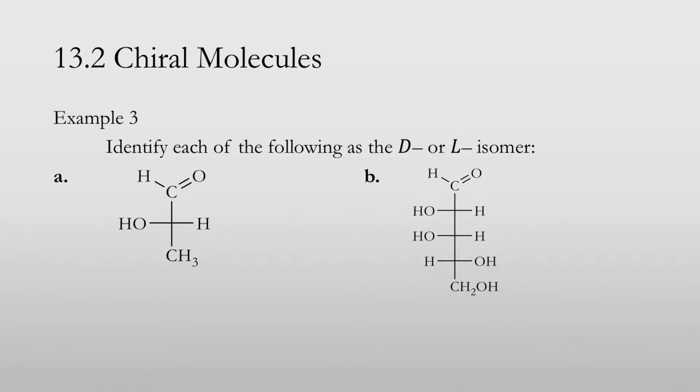So example 3 here, identify each of the following as the D or L isomer. And so again, all we do is look at the penultimate carbon atom's alcohol. And so in part A, we have the alcohol right here. It's on the left. And so this would be L isomer. We can just call it that. And then in the other one, the penultimate carbon, which is right there, has the alcohol on the right. So this would be the D isomer.